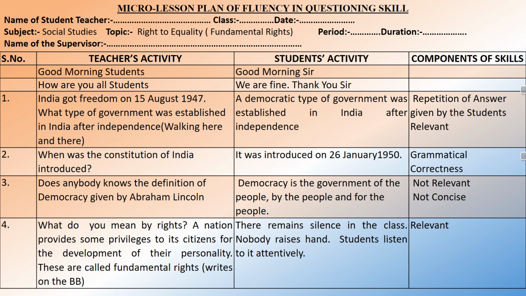The next question of the teacher was, when was the Constitution of India introduced? The student will answer that it was introduced on 26 January 1950. The component used is grammatical correctness. After this, the teacher will ask the question, does anybody know the definition of democracy given by Abraham Lincoln? The student will answer that democracy is the government of the people, by the people, and for the people. The component used was not relevant and not concise.